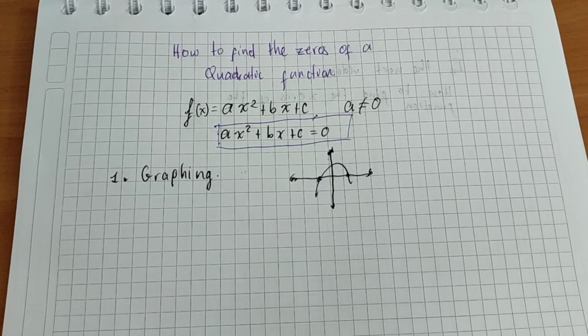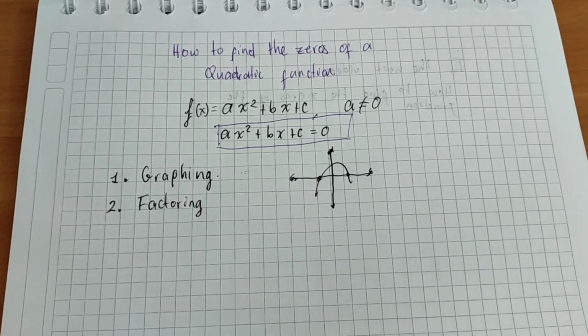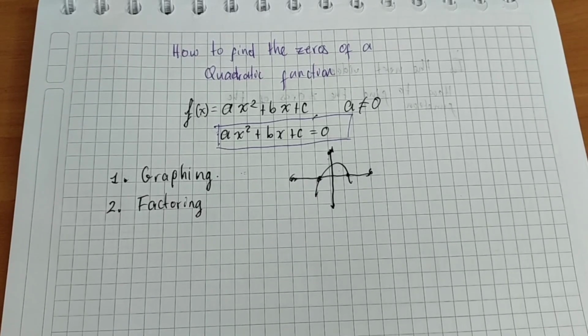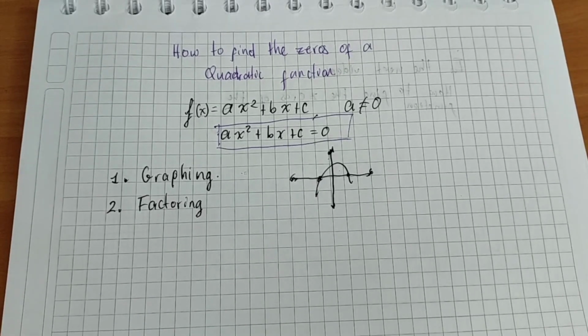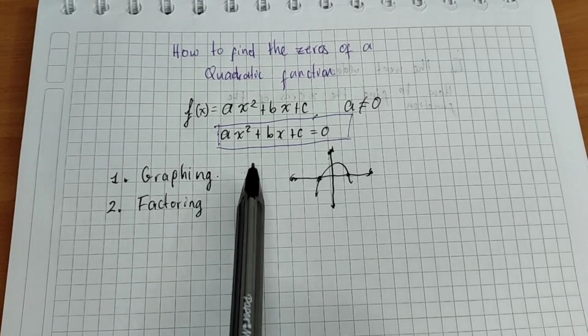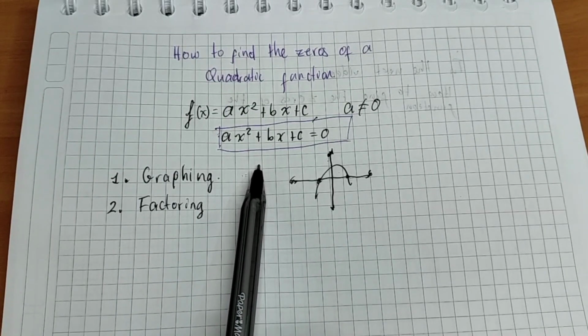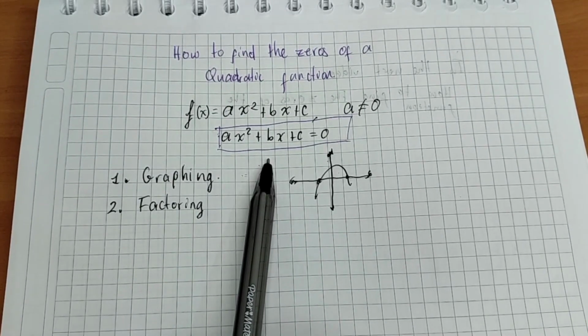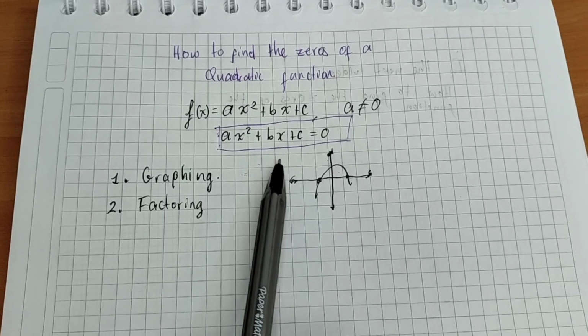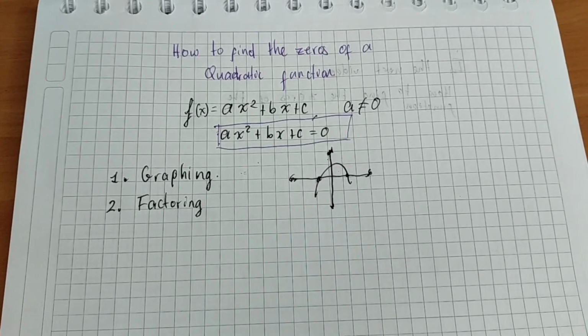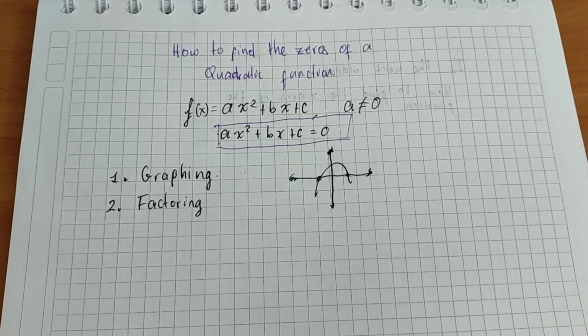And what are these other alternatives? A second alternative that you may consider is factoring the expression. Why factoring the expression? Because when you factor an expression that has this shape, what you're going to arrive at are the roots of this expression, and the roots of this expression are going to be exactly the same as the values of the zeros of the function. So this is a good alternative that we may consider.